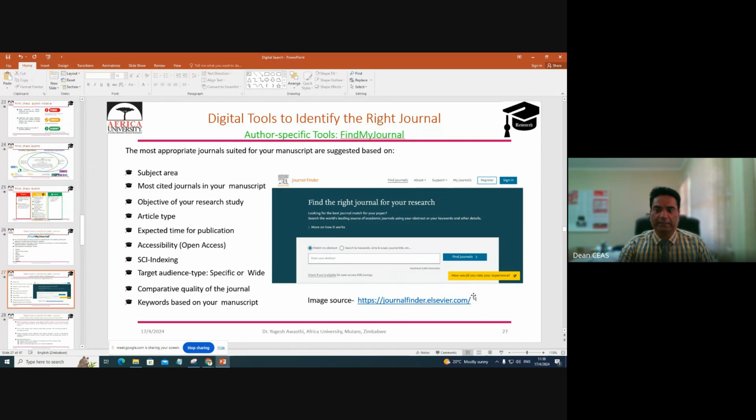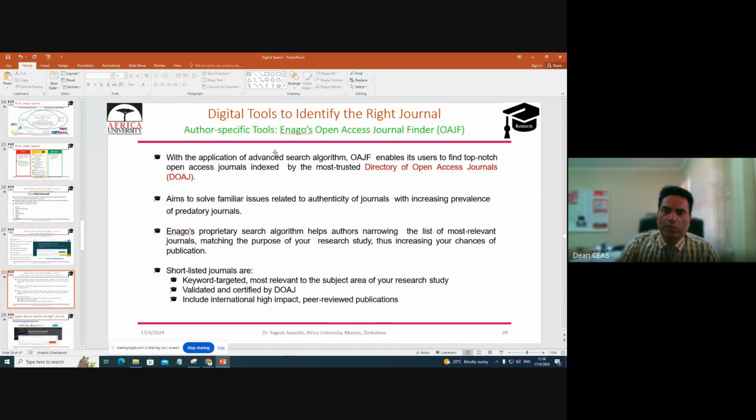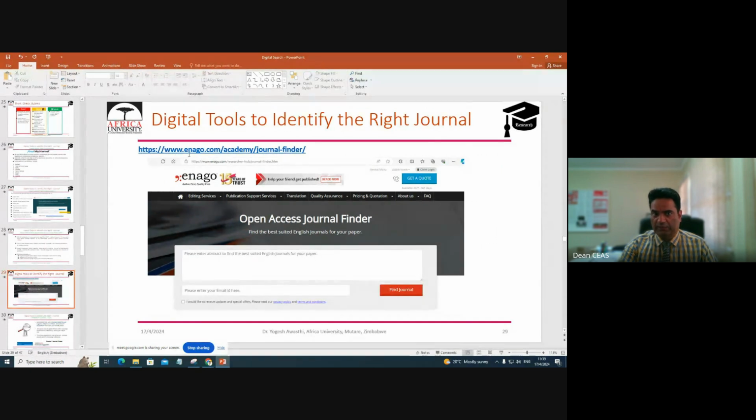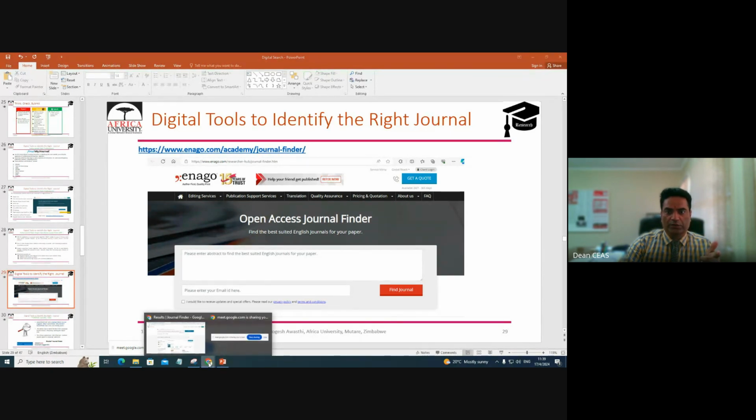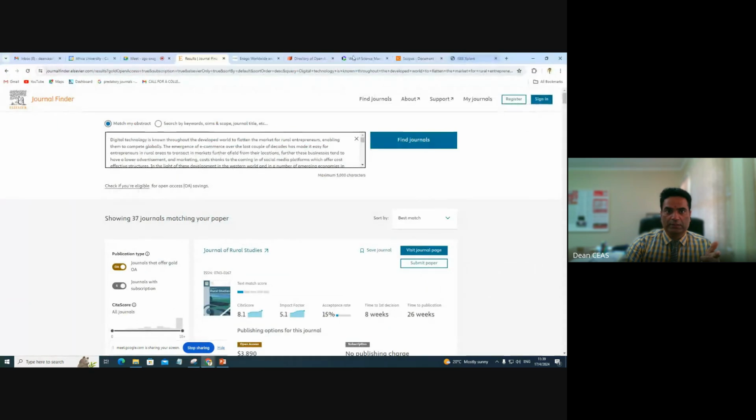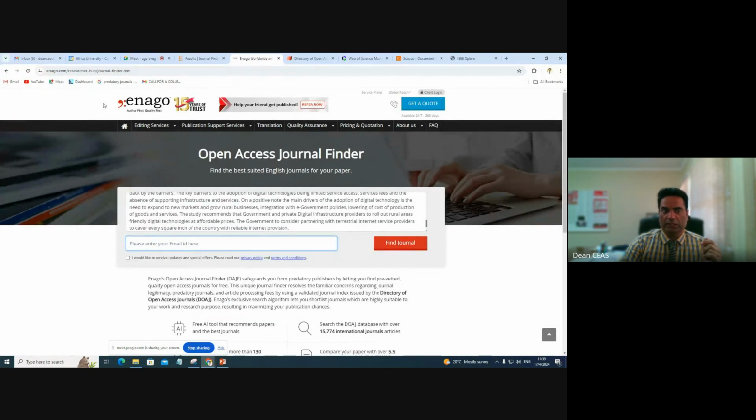Then there is another tool known as the Enago Open Access Journal Finder. The link is enago.com. When you open this website, the links are there. If you want, I will share this presentation and these links with you, so that you can also open them.